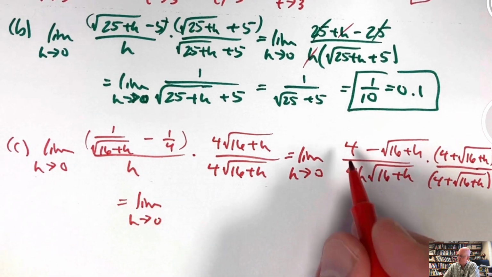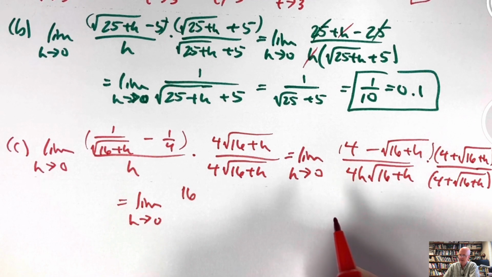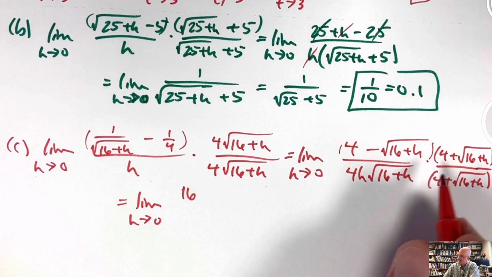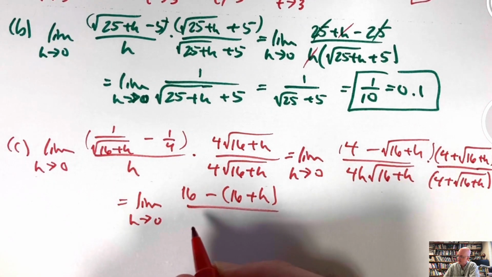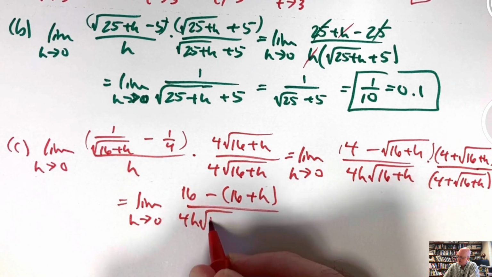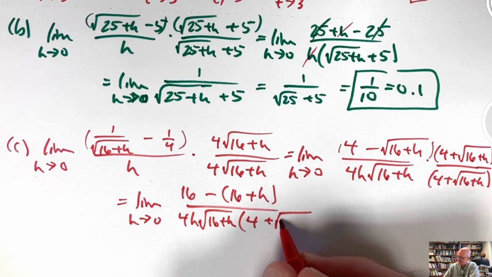Multiply out the top, FOIL. We get 4 times 4 is 16. Outside and inside products cancel. Last times last. The square roots go away with a negative sign. Be careful about using parentheses like I'm doing here. And yeah, it's a nasty looking bottom of this fraction, but that's okay. Don't panic.